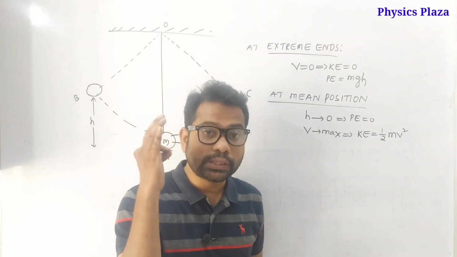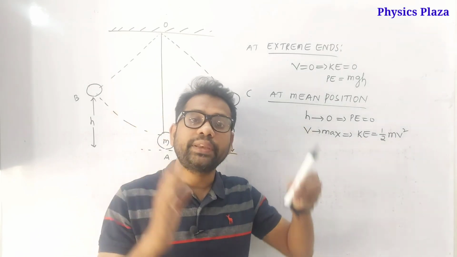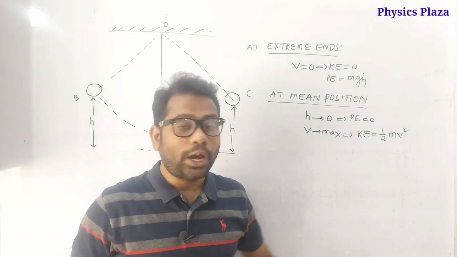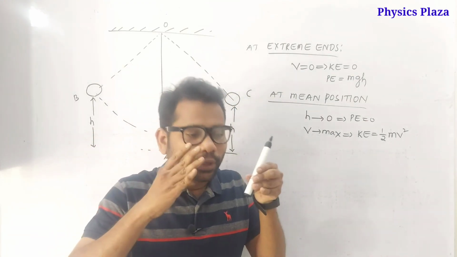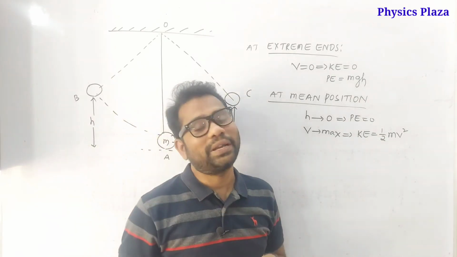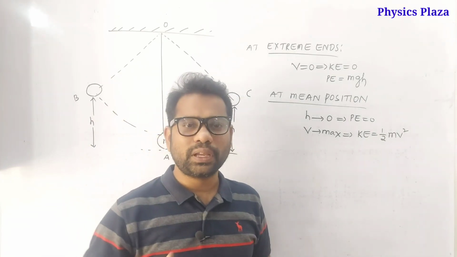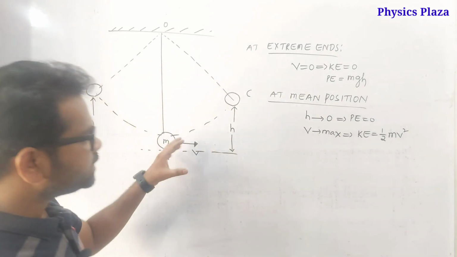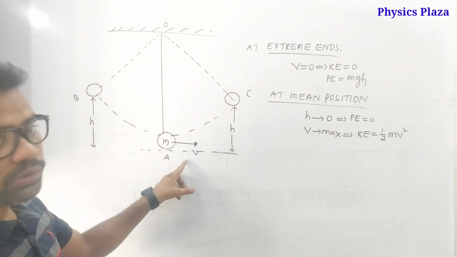So I'm going to make a special video so that you won't have any confusion, because the numericals based on simple pendulum are very, very important. I don't want any doubts to remain, so I'll try to make this special video a maximum of 15 to 20 minutes. Okay, fine. So in this case, children, how do we calculate the velocity v?